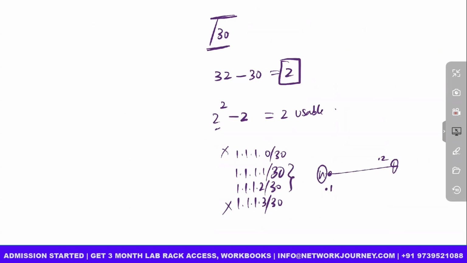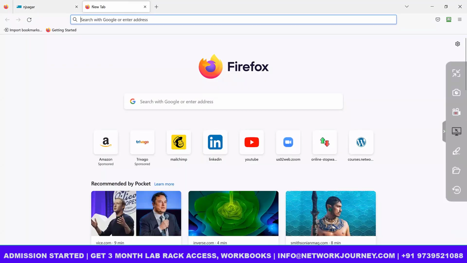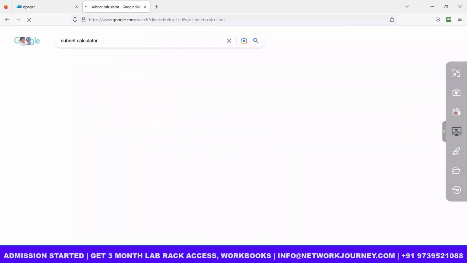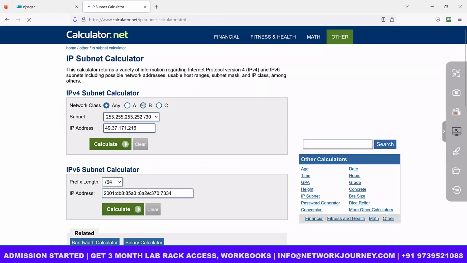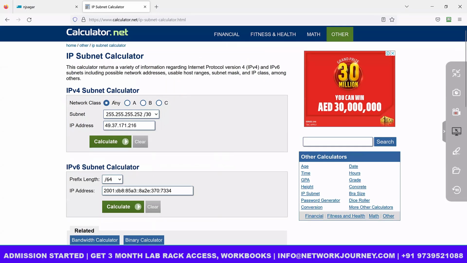Okay. Nowadays, these questions have decreased. People don't ask you to subnet, but once again, I'll give you some sort of easy method to calculate this. You might already know, but if you do not know, there are certain calculators. So if you're stuck at any point while calculating, you can always use these calculators.